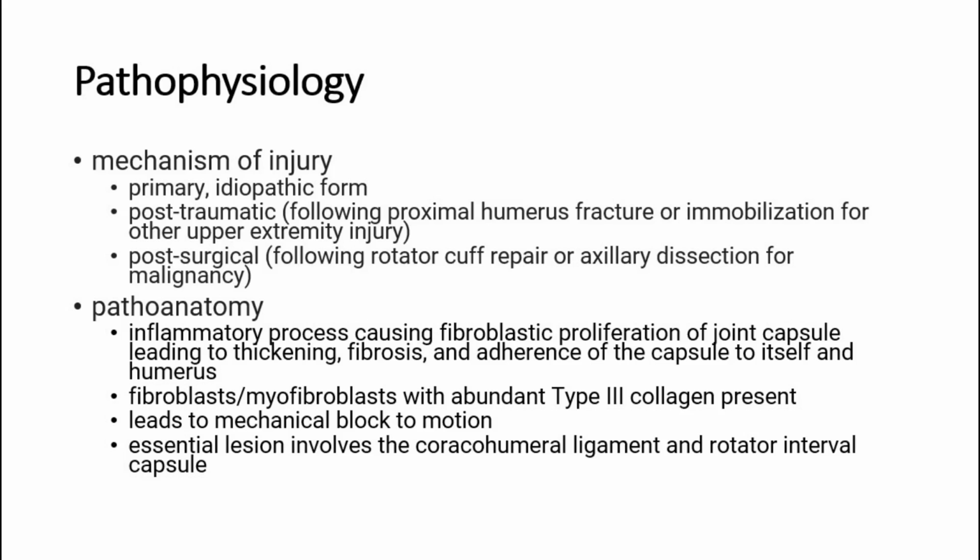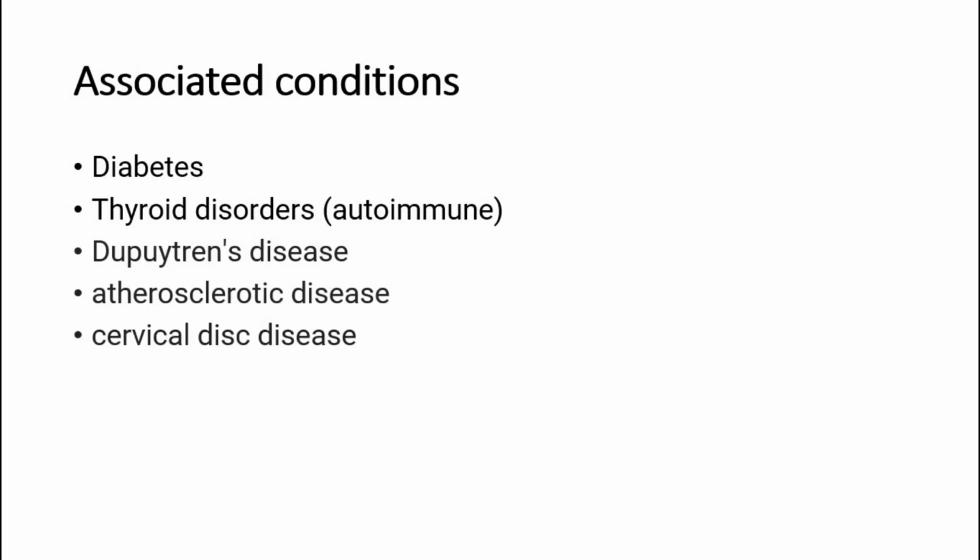Inflammatory process causing fibroblastic proliferation of joint capsule leading to thickening, fibrosis, and adherence of the capsule to itself and humerus. Fibroblasts or myofibroblasts with abundant type 3 collagen present leads to mechanical block to motion. Essential lesion involves the coracohumeral ligament and rotator interval capsule, thus leading to adhesive capsulitis. The associated conditions are diabetes, autoimmune thyroid disorders, Dupuytren's disease, atherosclerotic disease, and cervical disc disease.